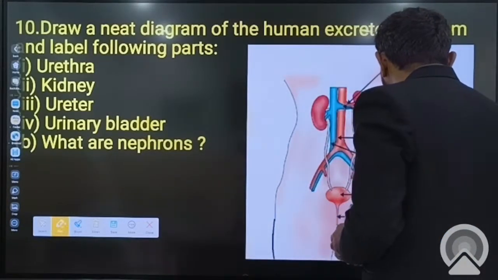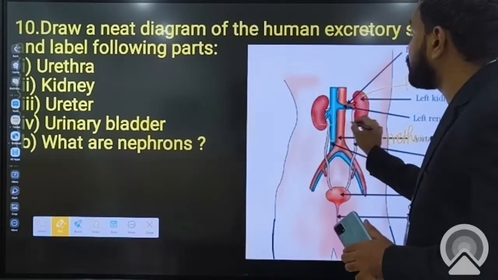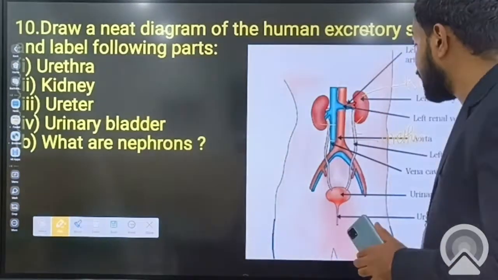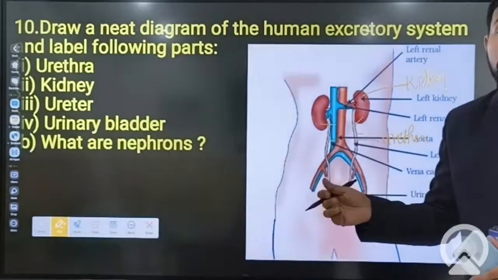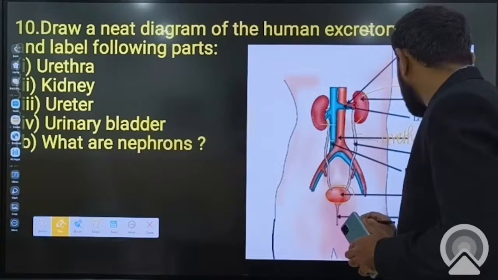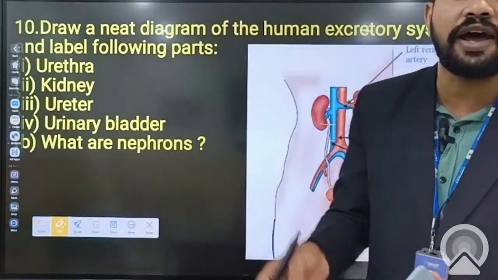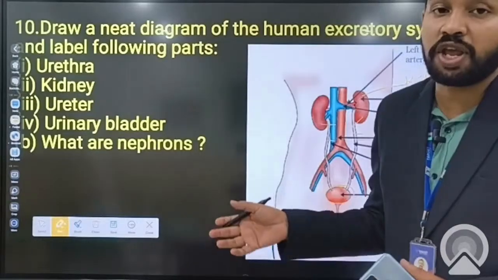This is the ureter. A pair of ureters and a pair of kidneys are present in humans, and a urinary bladder which stores the urine. An external opening is called the urethra. What is called the urethra? Very important.